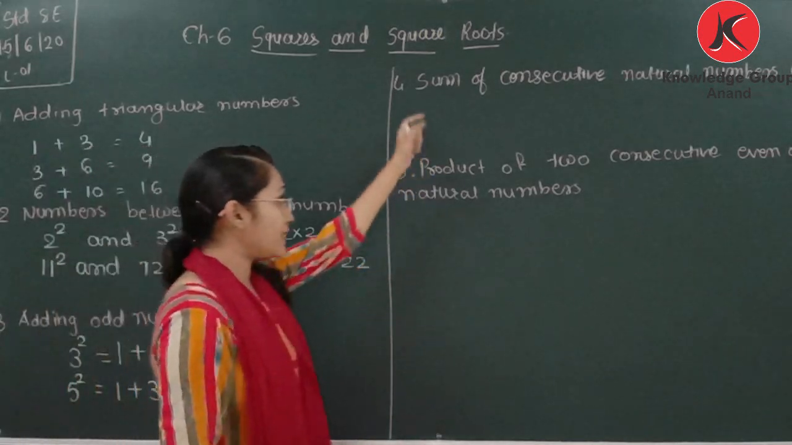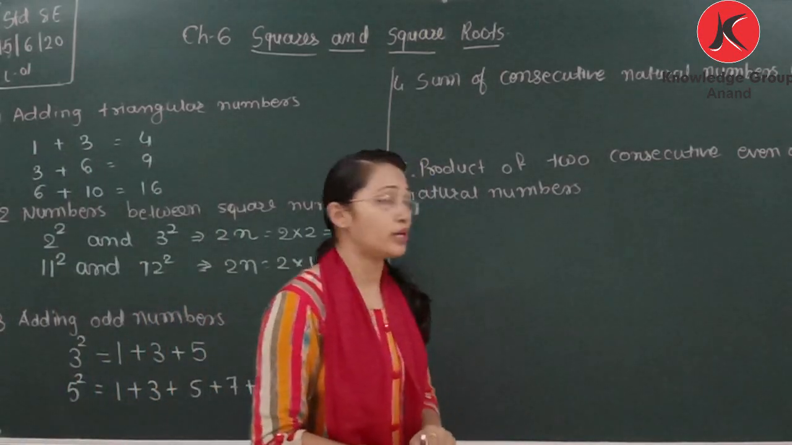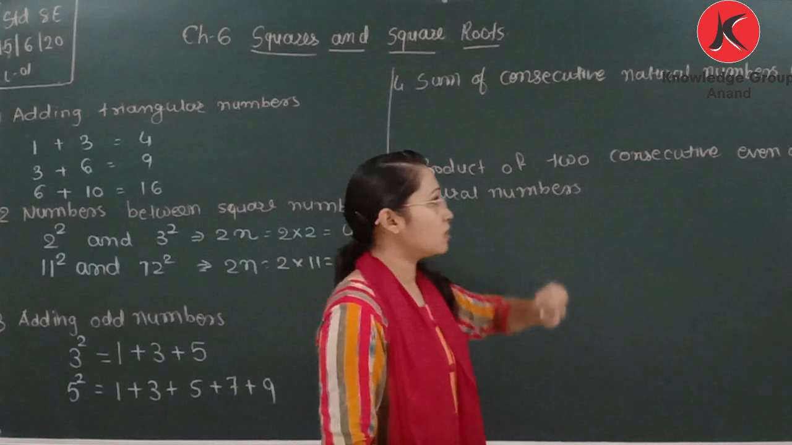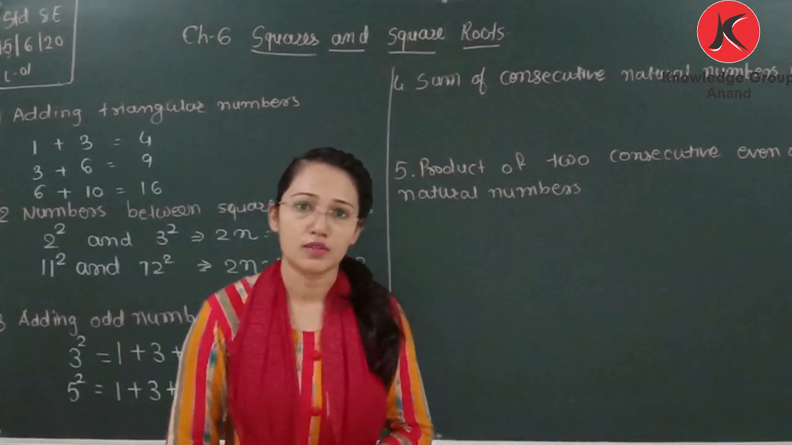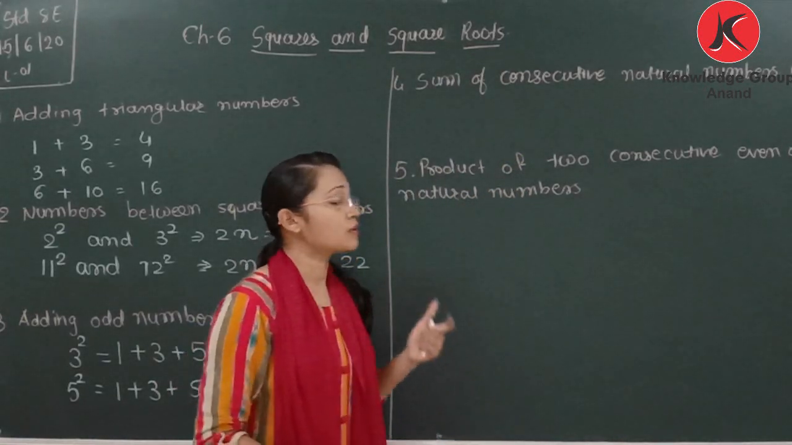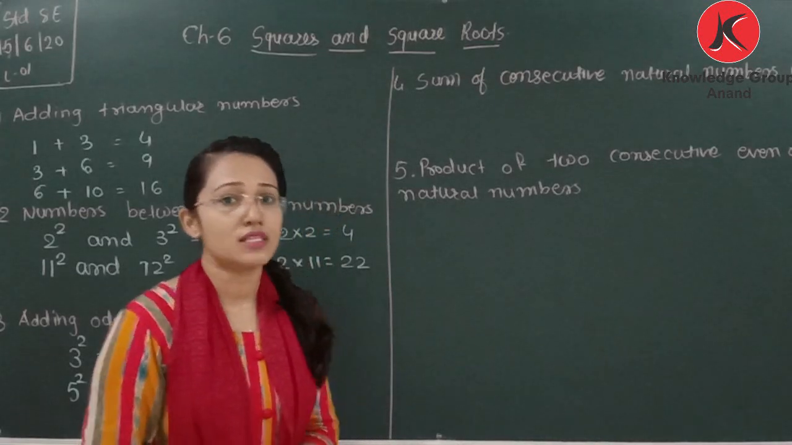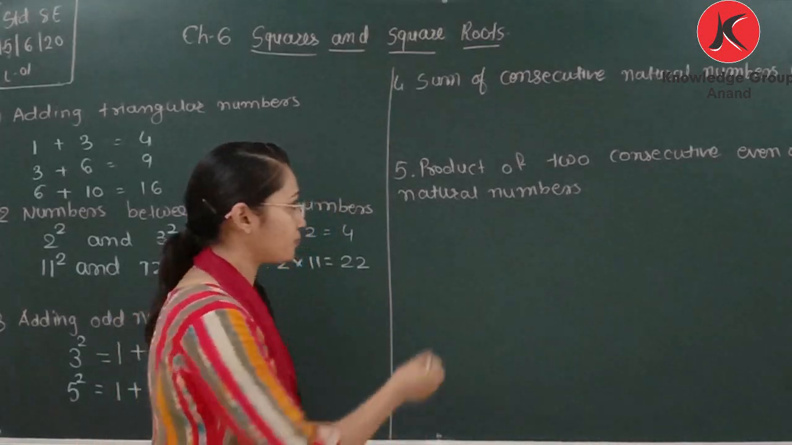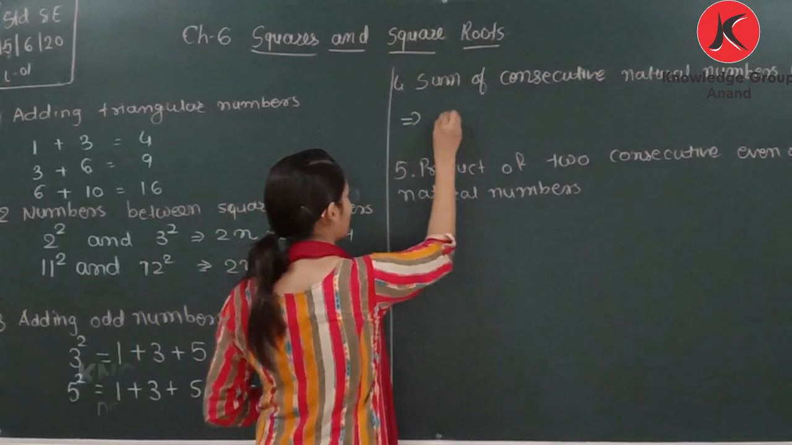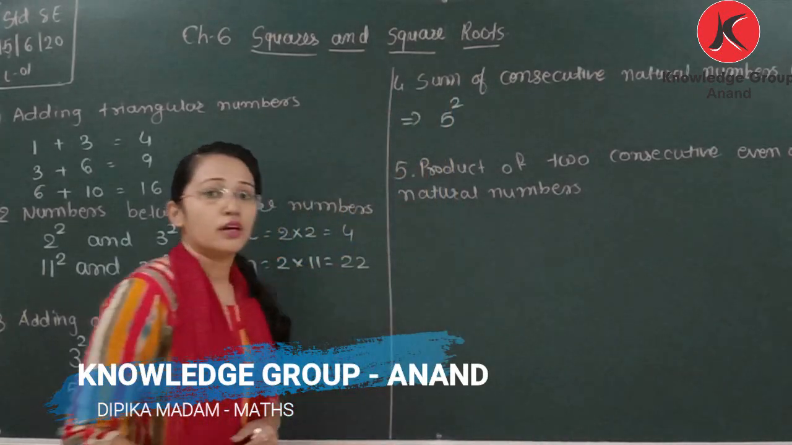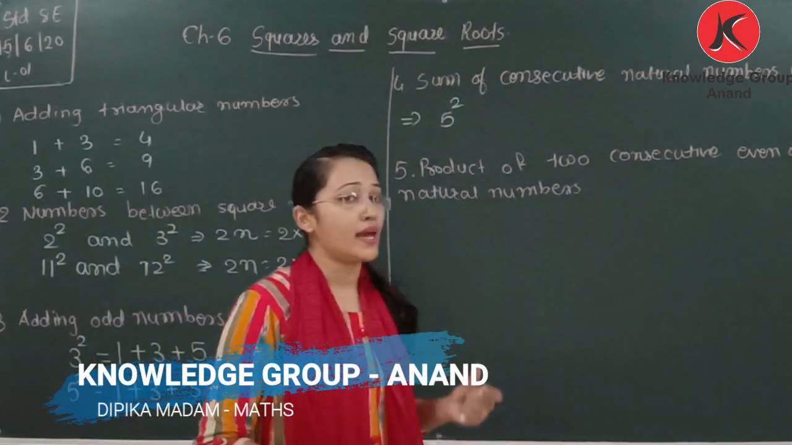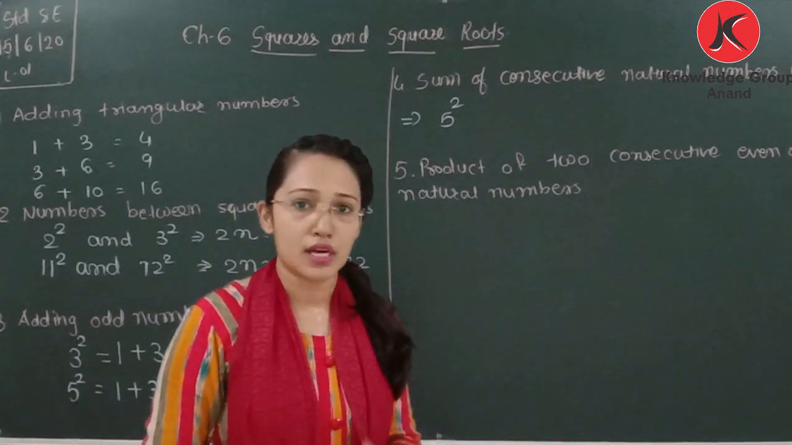Now, after that we learned sum of consecutive natural numbers. This method is only applicable to odd numbers. So every odd number's square can be represented as a sum of successive numbers. For example, 5 square. Represent 5 square as the sum of successive numbers.